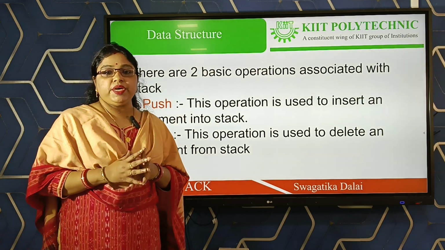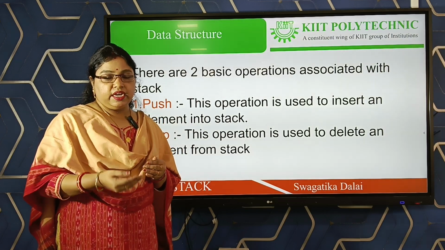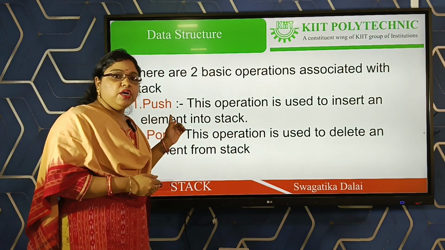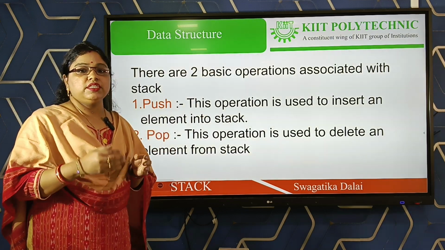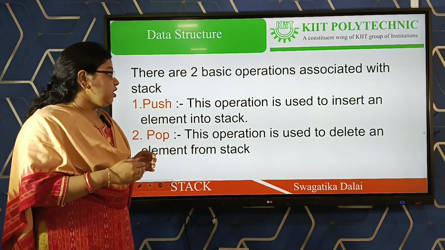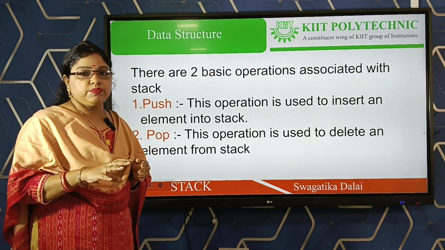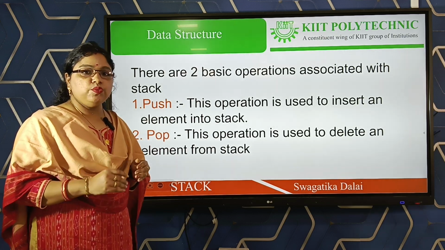Generally, there are two basic operations in a stack. The first one is the push operation and the second one is the pop operation. Push operation means we insert an element in the stack, and pop operation means we delete an element from the stack. These are the two basic operations.